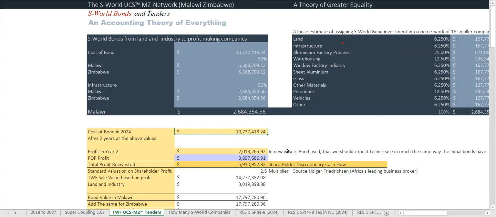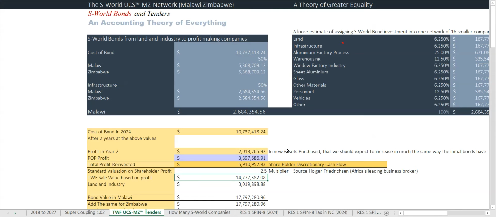The bond costs 10.7. Profit at year 2, 2 million. POP profit year 2, nearly 4 million. Total profit 5.9. Using standard valuation on shareholder profit, shareholder discretionary cash flow of 2.5. This multiplier would go up to 3 and 3.5 and 4, up to about 5 in later years, the more track history it has.